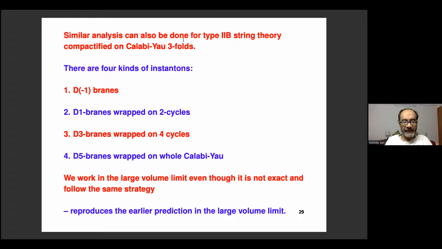Now, a similar analysis can also be done for type 2B string theory compactified on Calabi-Yau threefolds. Here it's more complicated. There are 4 kinds of instantons: D-1, D1 on 2-cycles, D3 on 4-cycles, and D5 on the whole Calabi-Yau. We do work in a large volume limit, even though it's not exact, so it's an approximate result that we get here. But we follow exactly the same strategy, and this reproduces the earlier prediction in the large volume limit.